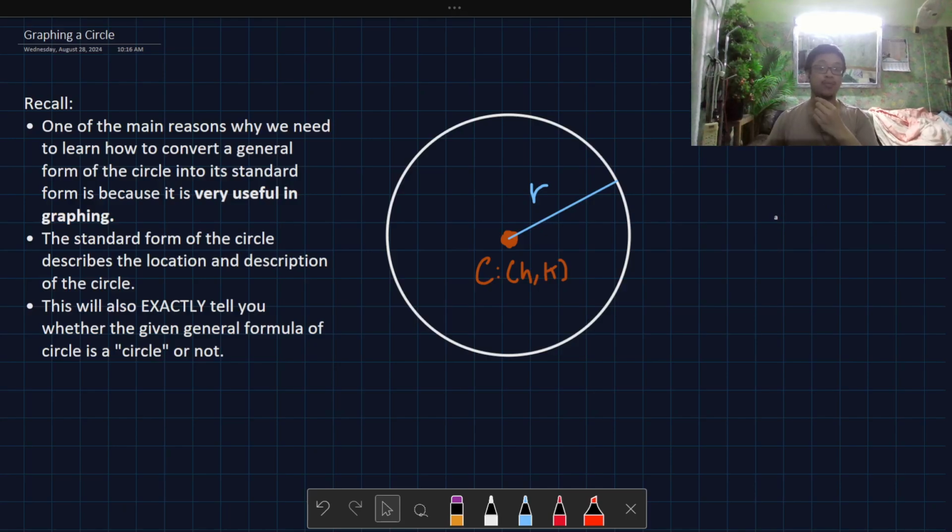Hello, everyone, and welcome back to our discussion about circle as a conic section. So, before we proceed to the topic for today, which is graphing a circle, let's have a recall. What have we learned so far?